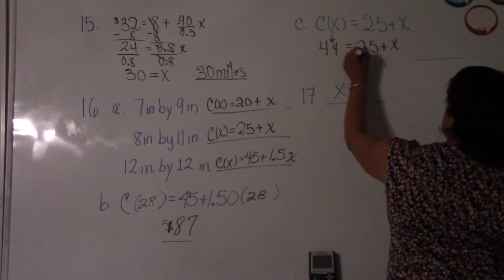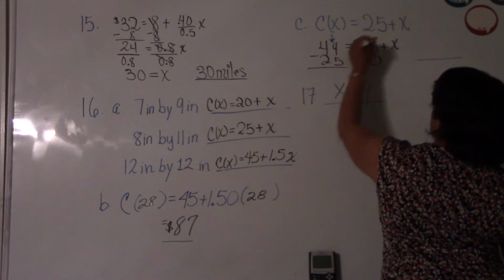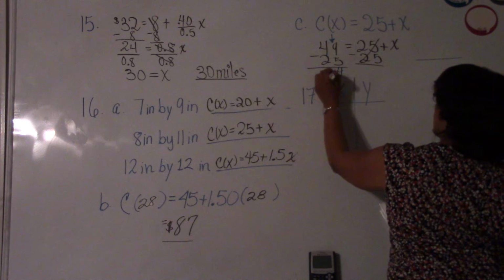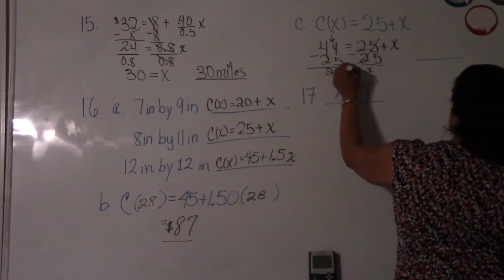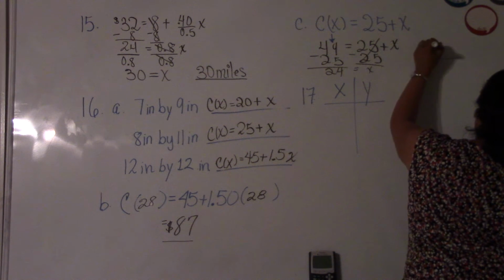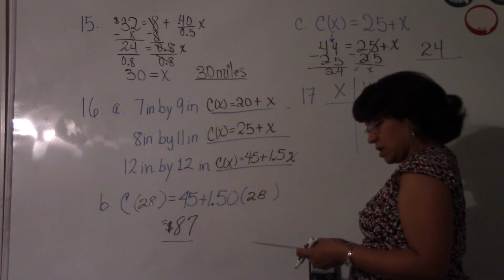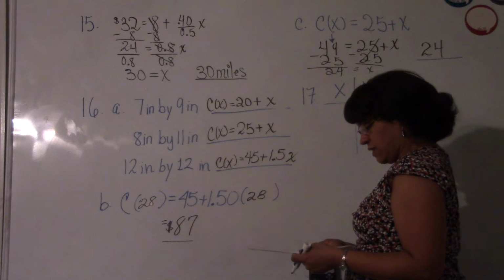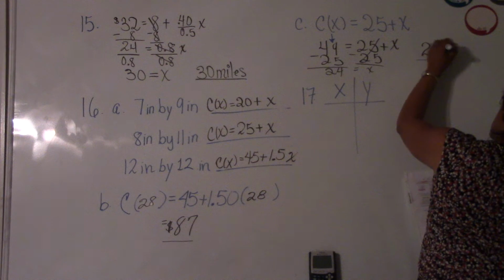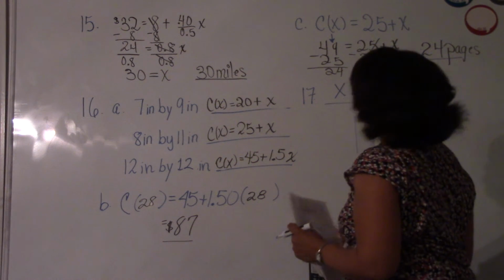Now we just subtract 25 from both sides of our equation, and we get our x. And so the answer to this question is 24 pages. So let us see how many pages are in the 8 by 11 inch book that costs $49. Your answer is going to be 24 pages. You might not be able to see the end of that word, but it was 24 pages.